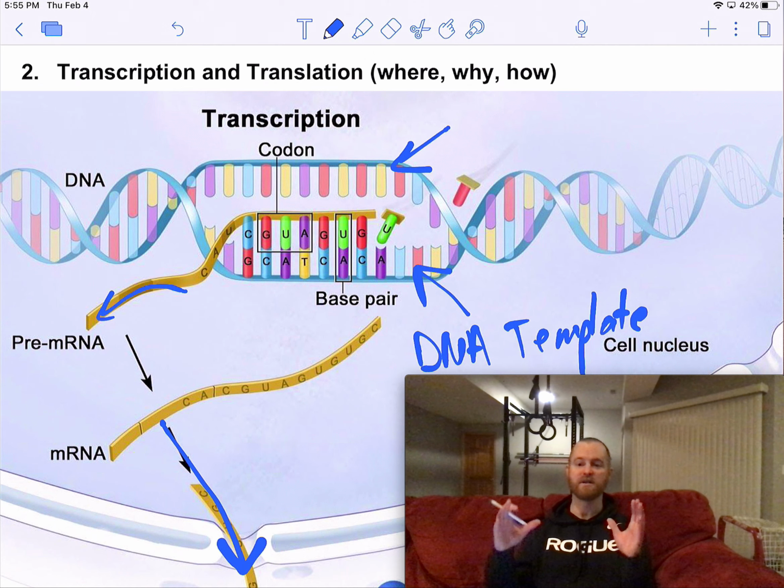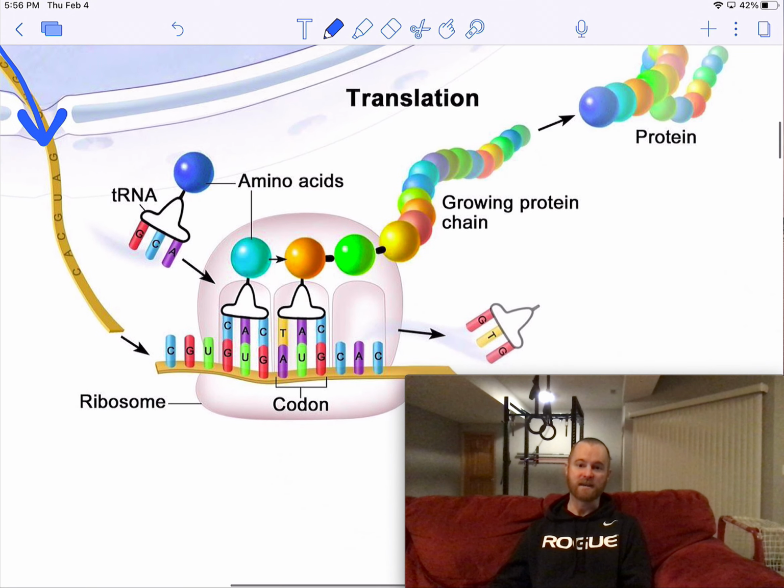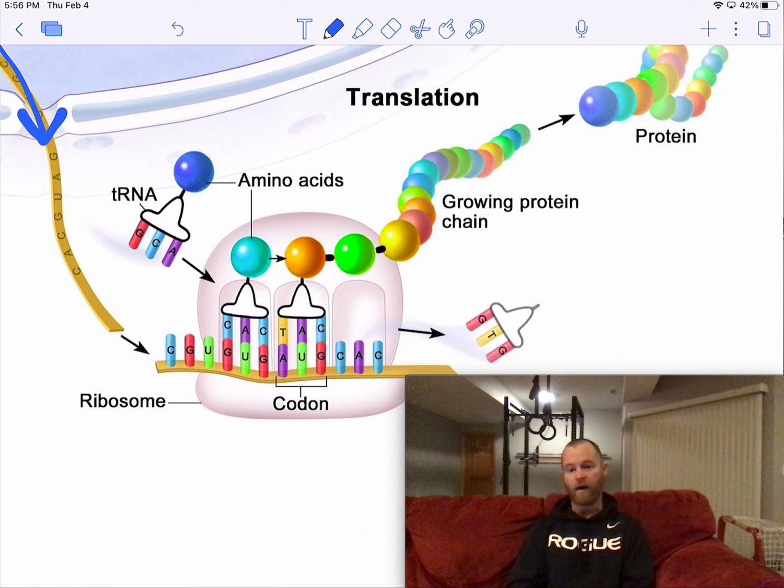So transcription is the process in the nucleus where DNA is coding for RNA. And then translation is the process that happens at a ribosome outside the nucleus. So we learned about ribosomes in Unit 2. We learned that there are free-floating ribosomes. That's all that prokaryotes have.